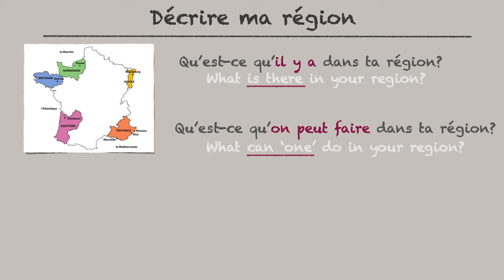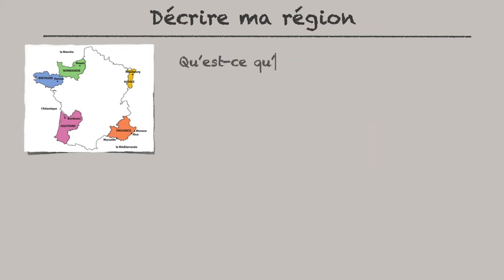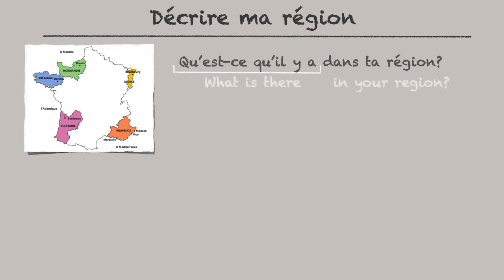Qu'est-ce qu'il y a dans ta région? What is there in your region? And qu'est-ce qu'on peut faire dans ta région? What can you do in your region? What can one do in your region? Let's start with the first one. Qu'est-ce qu'il y a dans ta région?